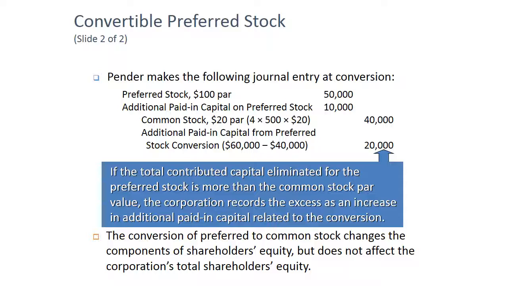The conversion of preferred stock to common changes the components of stockholders' equity, meaning it transfers money from preferred to common, but overall the total amount in stockholders' equity is not changed. You just took it out of one category and put it into another, but it's still within stockholders' equity.